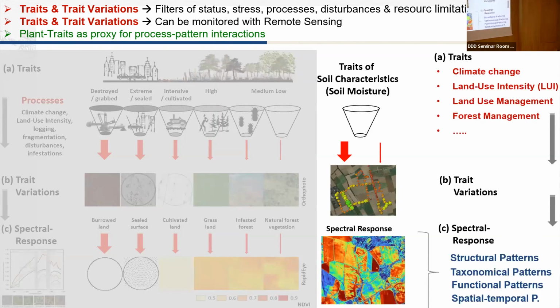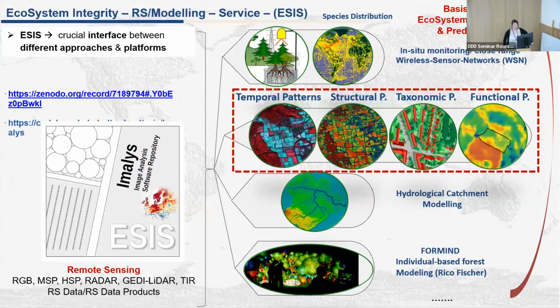On the other hand, here, and I will focus on this, our test sites, we can also measure traits of soil characteristics like soil moisture. And here is a first look at that. That means that the trait of soil moisture can be measured by ASIS. And ASIS quantifies structural patterns, taxonomic patterns, functional patterns, and spatial temporal patterns.